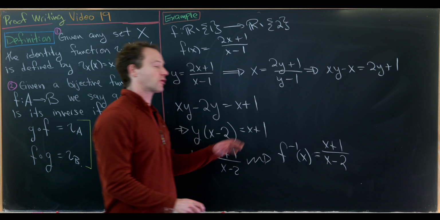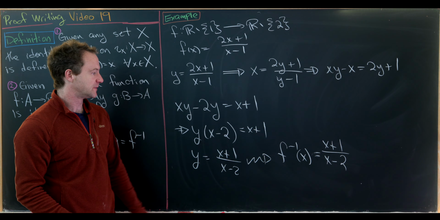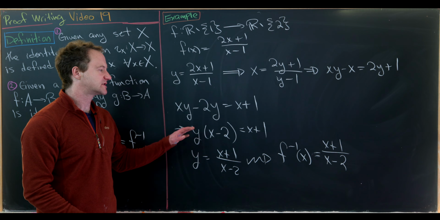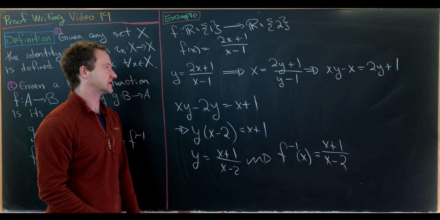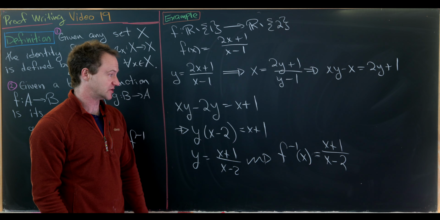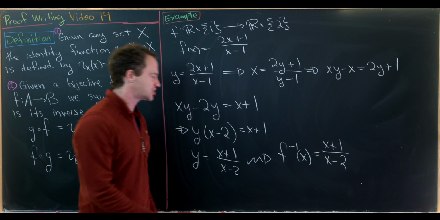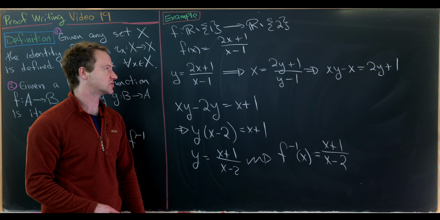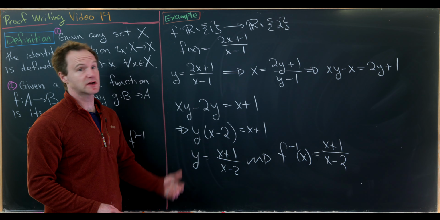And notice it has the correct domain and codomain. Its domain is definitely all real numbers except for 2, and its codomain is definitely all real numbers except for 1. And in fact, that's its range as well. And then you can check here that if you compose f with f inverse, you get the identity function. So that's good. Let's look at another example.